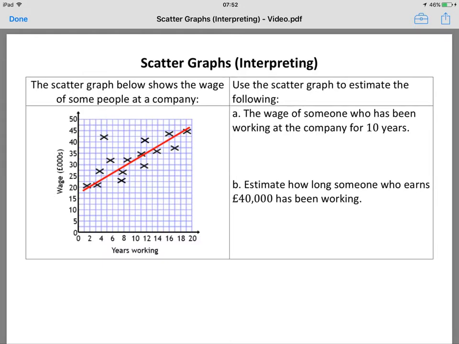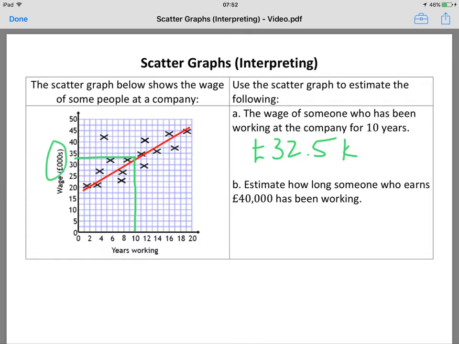So there you go. Now, it says use the scatter graph to estimate the following: the wage of somebody who's been working at a company for 10 years. So what you do, get your ruler, get a different coloured pen. I know you can't have that in an exam. And so therefore it should be somewhere like that. So that's going to be 32.5 thousand.